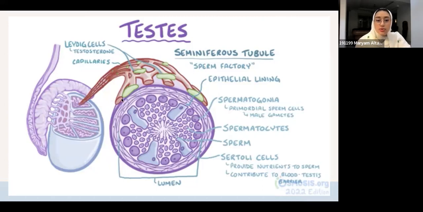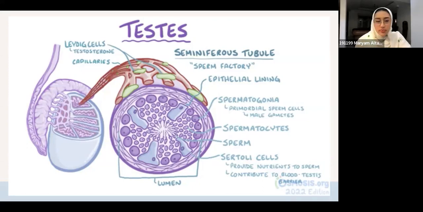So we talked about the two types of cells. Your Leydig cells produce testosterone, that's very important for this whole process to happen. And you see these long cells here. These are Sertoli cells. So these actually provide nutrients to your developing sperm cells, all the way from your spermatogonia to your spermatocytes to your sperm. And they're also very important because they contribute to the blood-testes barrier.